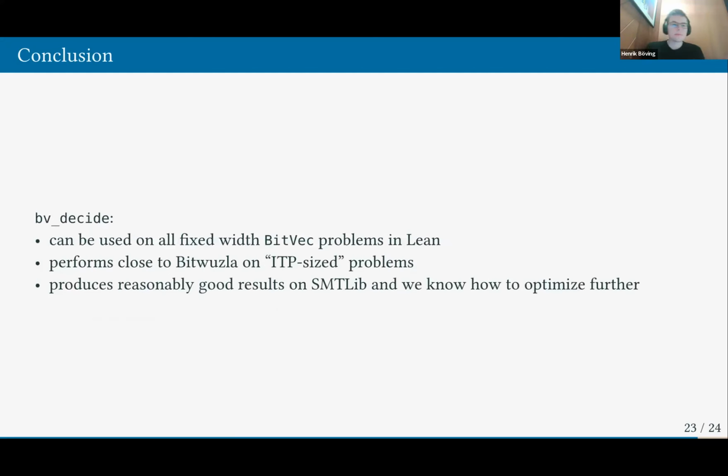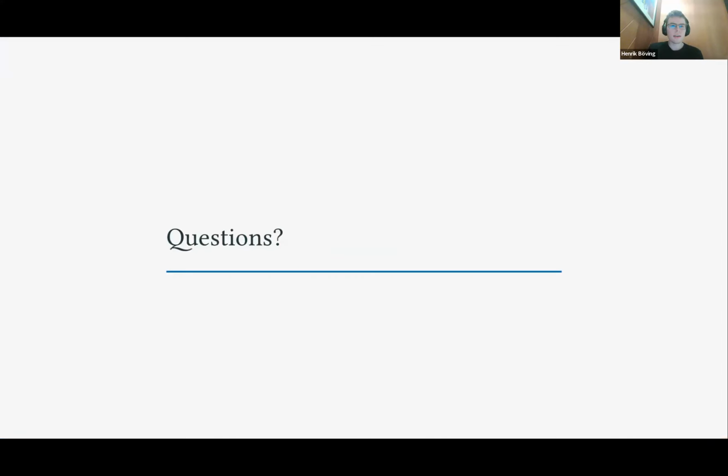So in conclusion, what is BVDecide? Well, it's a tactic that we can use to solve all fixed width BitVec problems in Lean, assuming that it doesn't time out, of course. And on our ITP size problem set from Lean MLIR, we saw it performs very close to BitWurzler, so very close to as good as we can probably get. And on SMT-lib, we are already producing acceptable results, and we know how to optimize further on that. So we expect to see the percentage grow in the future. And that's it.